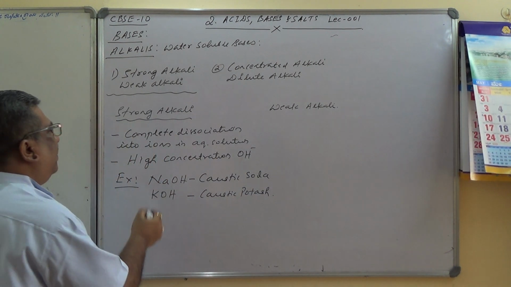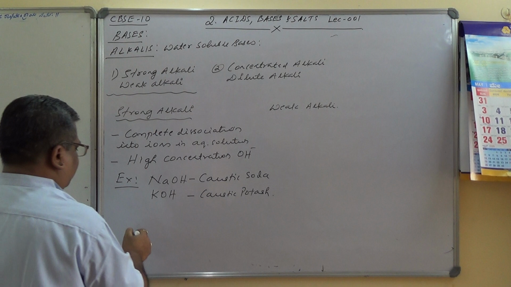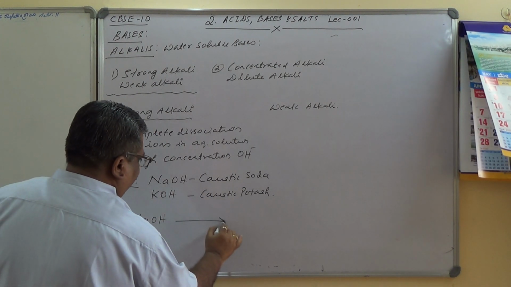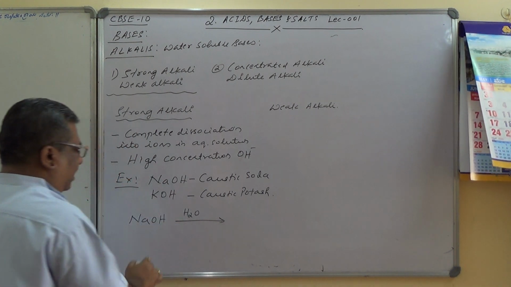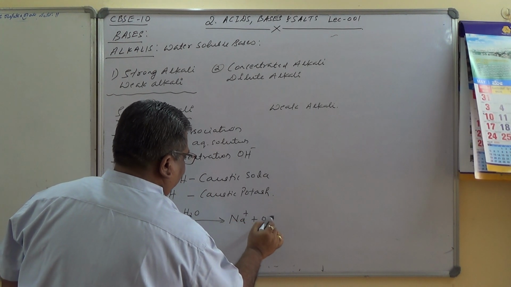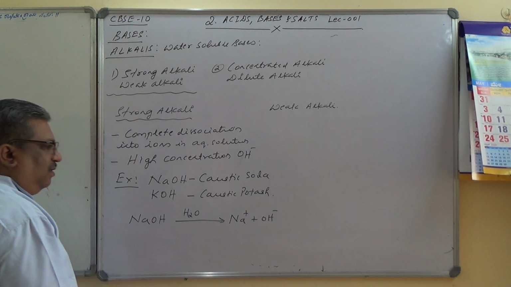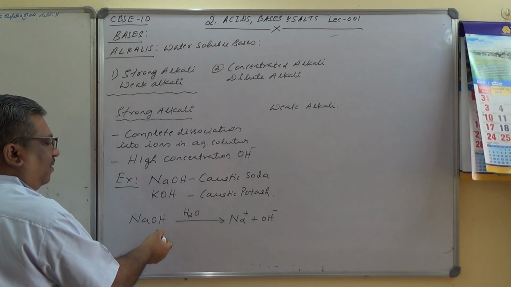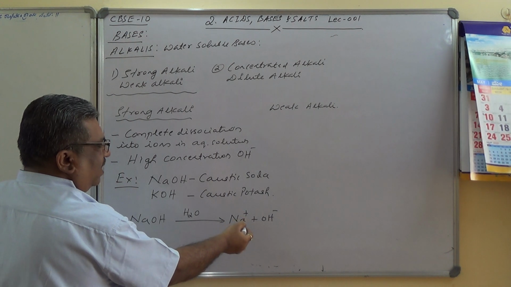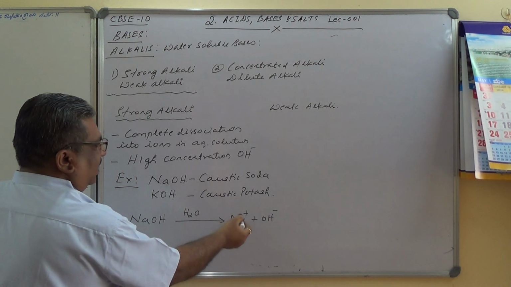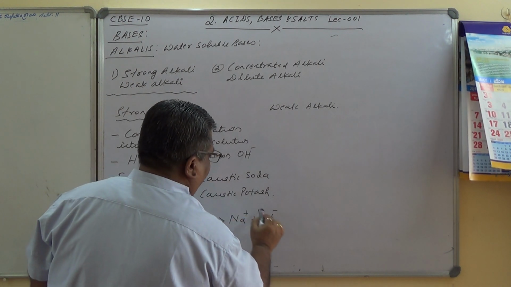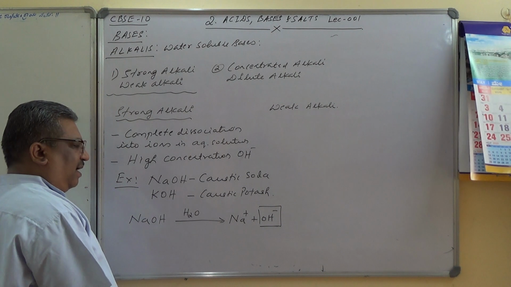Now if you ask me what is this complete dissociation: sodium hydroxide in the presence of water, H2O, will ionize into sodium plus ions plus hydroxide ions. You understood? This is how sodium hydroxide will undergo dissociation into Na+ and OH- ions. OH- are hydroxide ions, and remember the hydroxide ions are responsible for basic character.